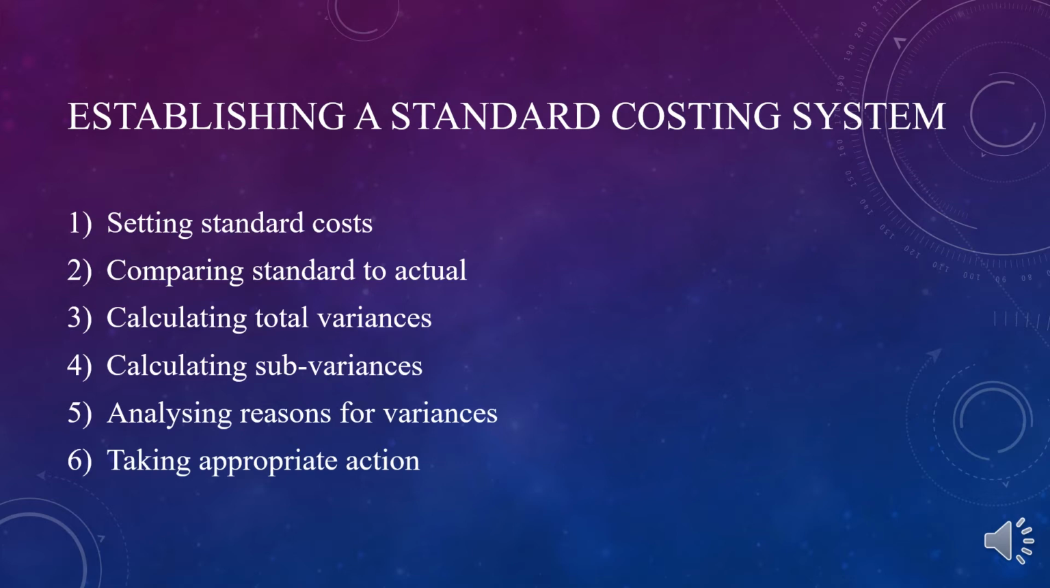The comparison or variances can be seen in two types: total variances and subvariances. If the total variance is not clear enough, the subvariances may be calculated to get to the root of the variance. Next is to analyze the reasons for variances. This stage would enable the company to identify the causes for the variances. Identifying the causes would ultimately enable the company to take the appropriate action on each type of the costs.